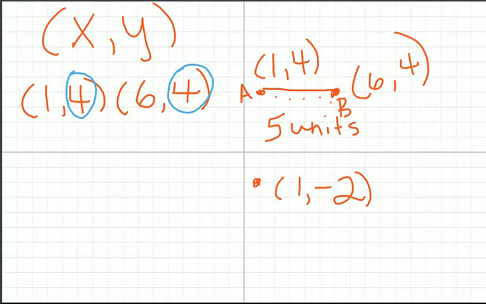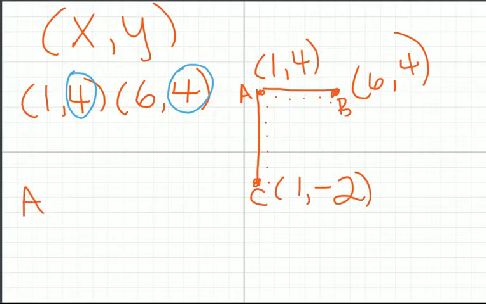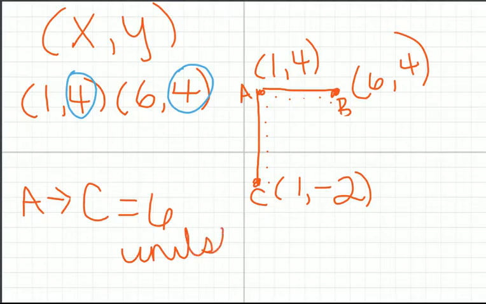Okay, now let's say we want to find the distance between A to C. Well, once again, you could just count the units between them. 1, 2, 3, 4, 5, 6. Okay, so the distance from A to C is 1, 2, 3, 4, 5, 6 units. Now, A and C form a vertical line, a line that goes up and down.